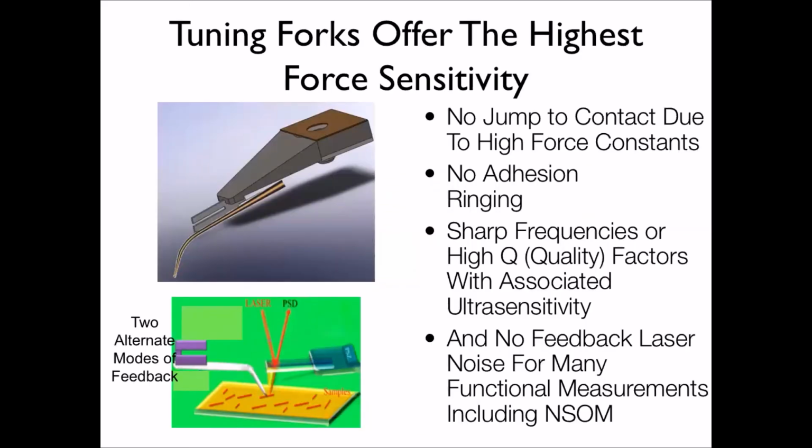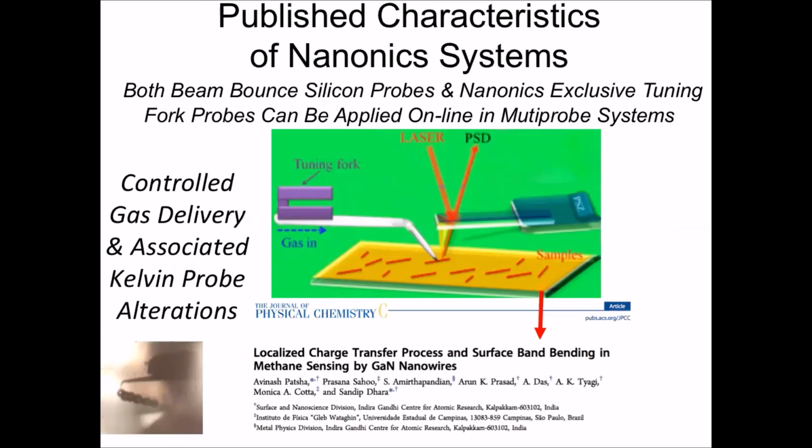And tuning forks have no jump to contact. These cantilevers are so soft that when you come close to the surface, they jump to contact within 5 nanometers of the surface. You can't look at the last 5 nanometers. There's no adhesion ringing when you pull off the cantilever. Very sharp frequencies, okay? And very important for optics, no feedback laser noise, okay? But no feedback laser noise is very important for many things other than optics.